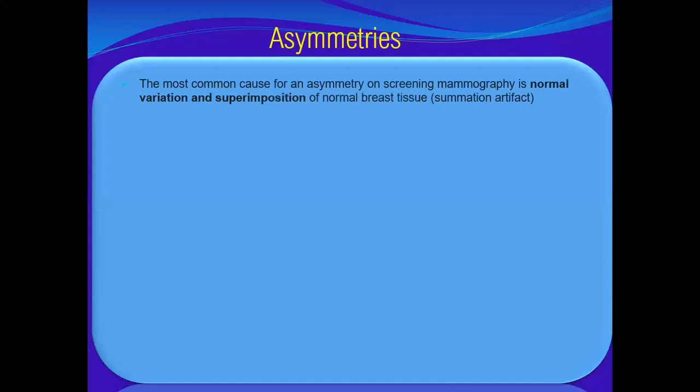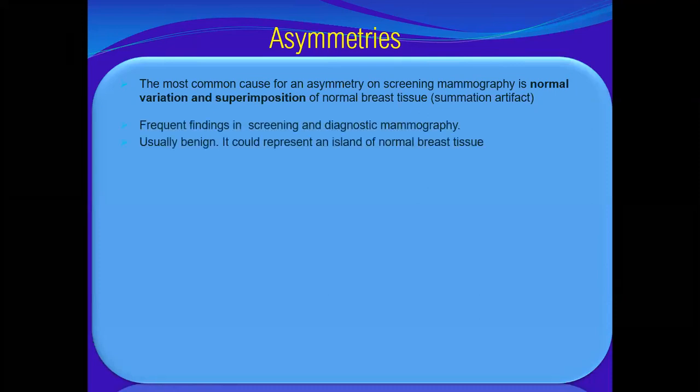So the most common cause of an asymmetry on screening mammography is normal variation and superimposition of normal breast tissue. We have seen both examples. We have seen the global asymmetry due to normal variation, not associated with any other abnormality in a screening mammogram. And in the other patient, we have seen superimposition of normal breast tissue causing the summation artifact, which are the most common causes of asymmetry.